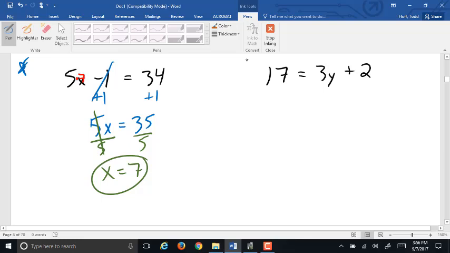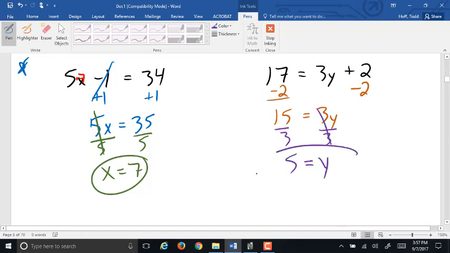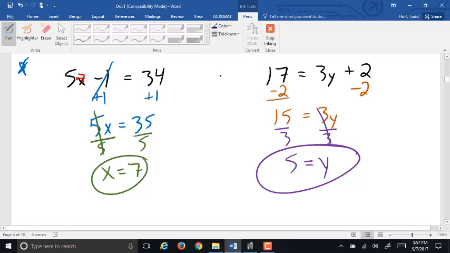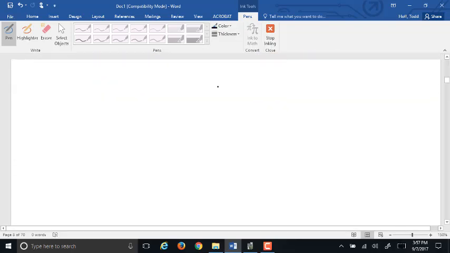Over here on the second one, what do we do first? We'll subtract 2. Good. What do we get after that? 15 equals 3y. Good. And next, divide by 3. So y equals 5. Okay, any questions on those? Okay, well, our next step is to look at questions like this.